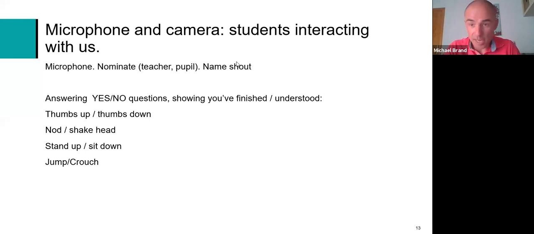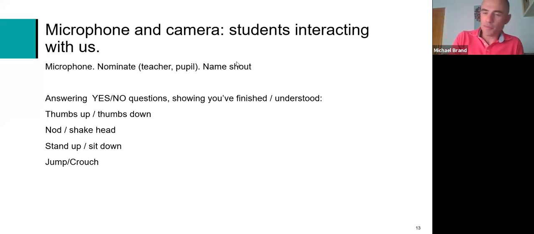So I can see Camilla's nodding, very good, Camilla. I can see Vita's nodding, very good. Julia is shaking, Julia, okay, we've got one more minute. So we can name them as much as possible, I think. Also, true or false, you might get them to stand up or sit down. So I can see Diana's standing up. She thinks it's true. Why do you think it's true, Diana? Julia sitting down. Why do you think it's false? Yeah. Or even jumping or crouching.